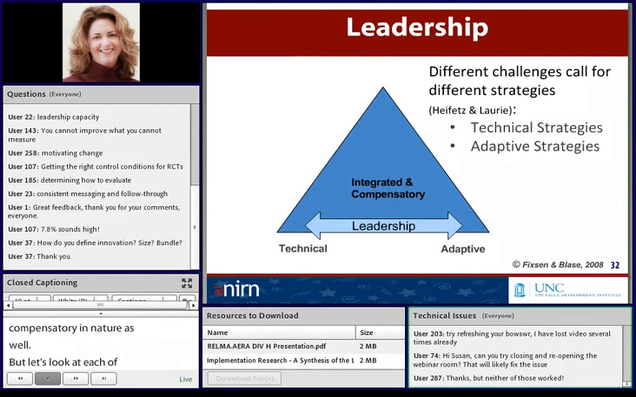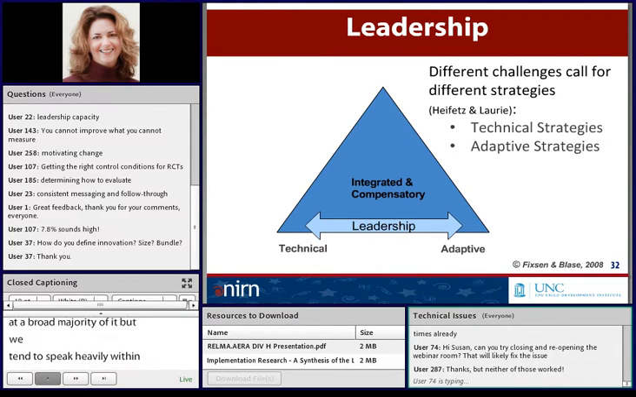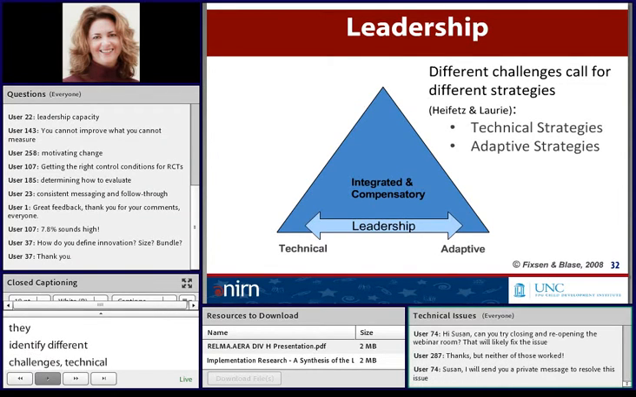We'll start with leadership. There's lots of literature out there on effective leadership. NIRN tends to, we look at a broad majority of it, but we tend to speak most heavily using Heifetz and Laurie's work, where they identify different challenges, technical and adaptive challenges that call for different leadership strategies. So technical leadership is leadership for those problems that are clearly defined, agreed upon, the solutions are readily available and known. Technical strategies include things like effective team meeting processes as one example.